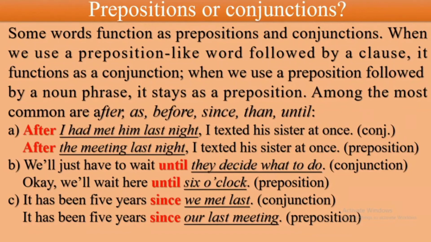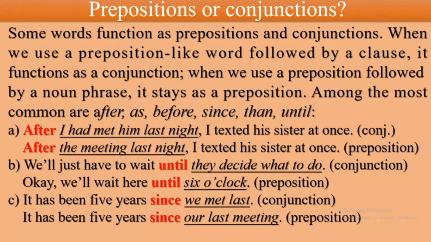Example C, it has been 5 years since we met last. In this sentence, the word since is a conjunction as it has connected two clauses. It has been 5 years since our last meeting. Here, since is a preposition as it has been used before a noun phrase, our last meeting. Notice the difference between we met last and our last meeting.